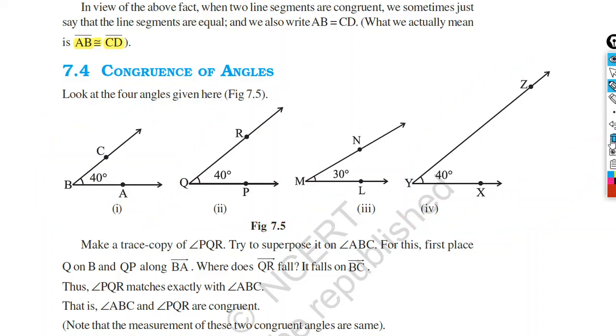How? See, in this angle BC is a ray. What do you mean by ray? Ray can be extended up to any extent. We can extend it up to infinity. BA is a ray. We have given a symbol of ray. That means BA can also be extended like this. So the angle can look this much large.